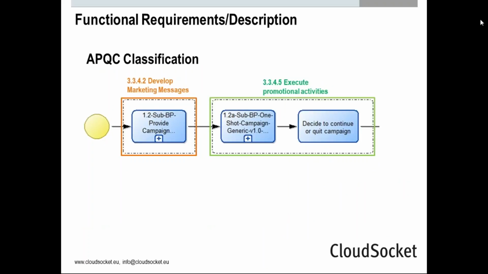So these were the non-functional requirements. We also want to specify the functional requirements. This means what is the functionality that a service should offer. We define this functionality of the process, tasks, and the sub-processes. For this we used a classification scheme from APQC, which has different levels of process descriptions. Here, for example, we say that for the first sub-process it is 3.342, develop marketing messages, and for the other group it is 3.345, execute promotional activities.